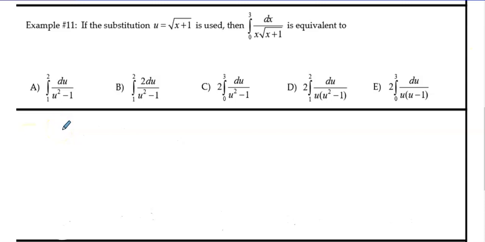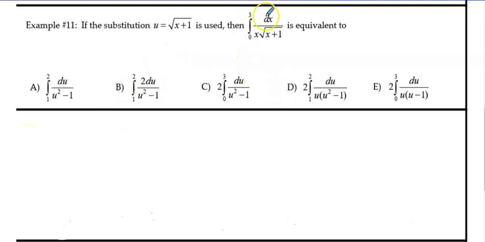I'm going to do two examples here, and in one of them we're given the substitution for u. They're telling us what we wanted to use for u, and we want to rewrite this and see which one of these functions it is actually equivalent to. So without further ado, we're going to do this question.